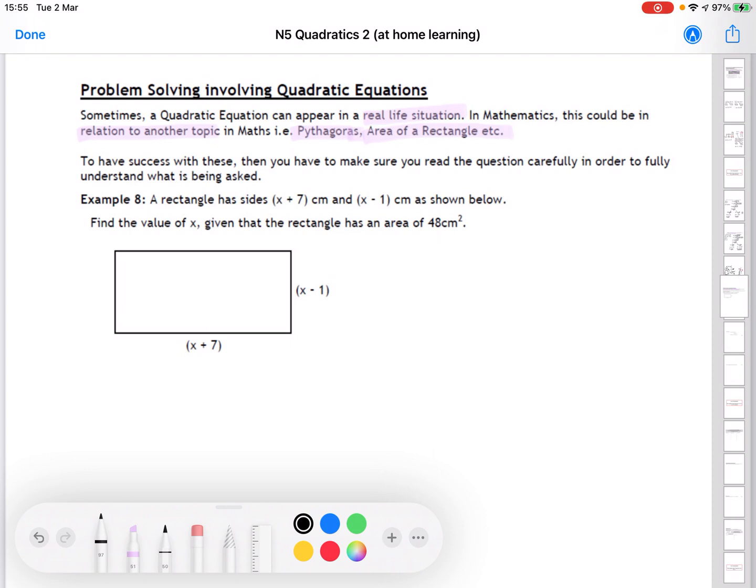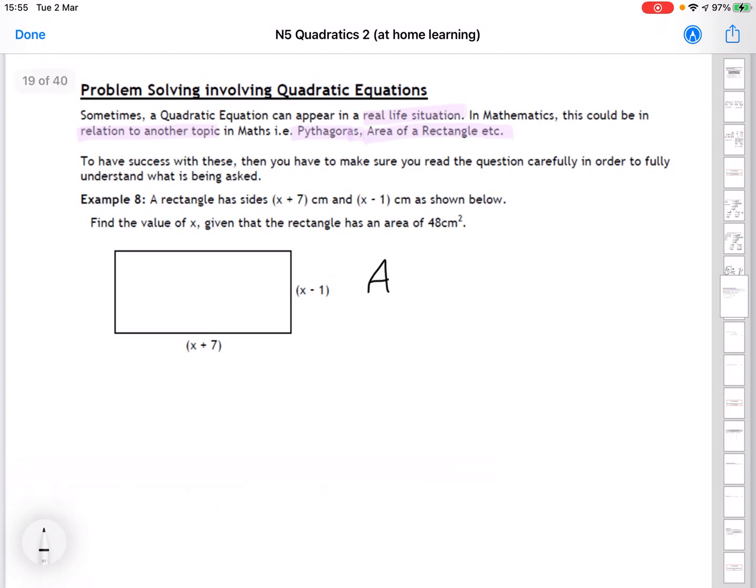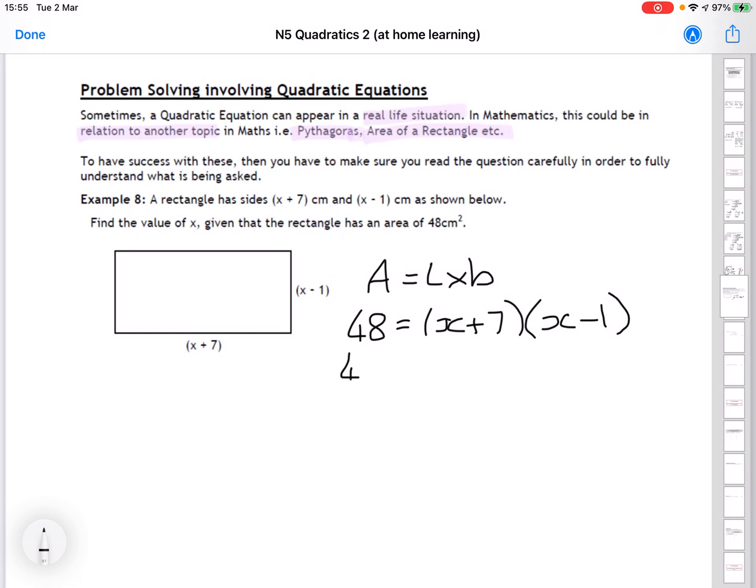So if we put all that together, really what we're doing is an equation where we have area equals length times breadth for a rectangle, but we're going to put in all these algebraic terms. So our area is 48, our length is x plus 7, and our breadth is x minus 1. We're being asked to solve this for x, and this now looks more like the kinds of questions we were doing previously. So what we need to do is rearrange this equation so that we have all our terms on the left hand side and then equals 0 on the right before we can solve.